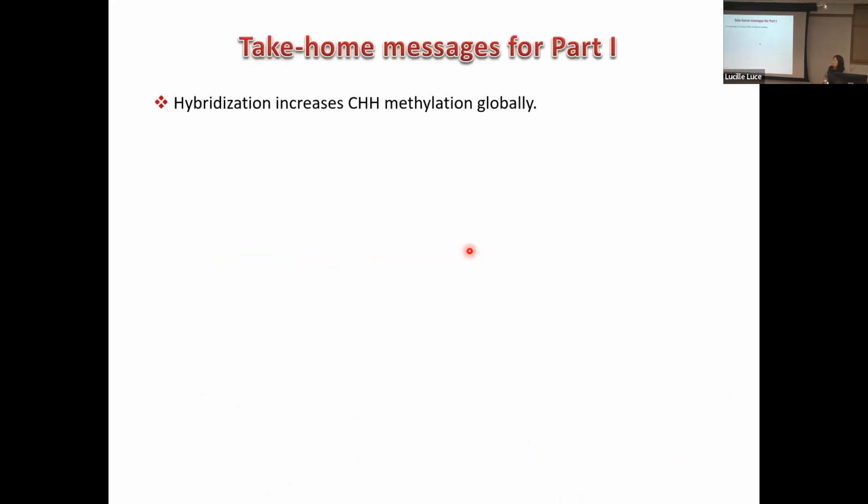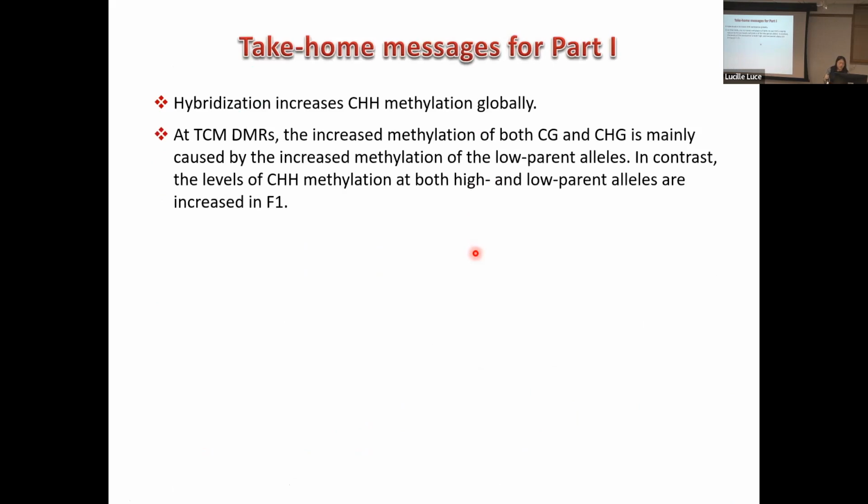So this is my part one. I want to summarize a little bit. We find hybridization increased CHH methylation globally, and we also find that at the TCM DMRs, gain methylation, we find CG and CHG.